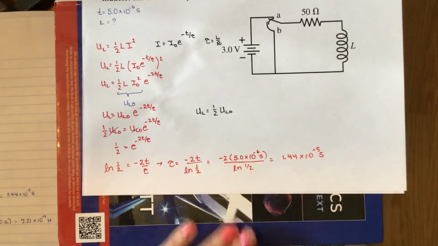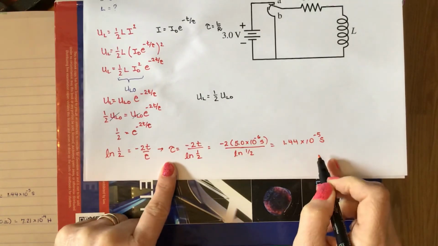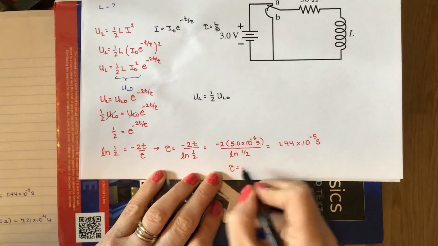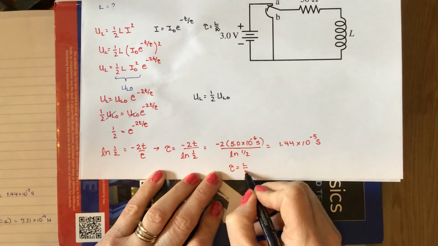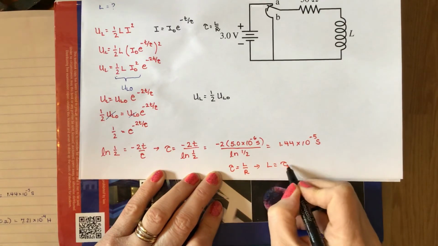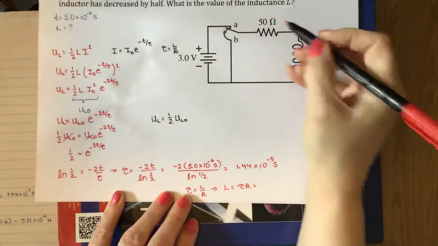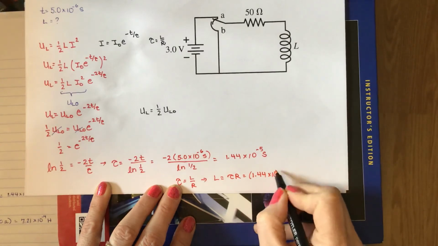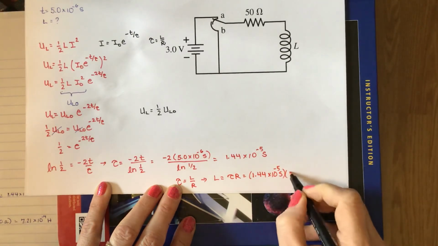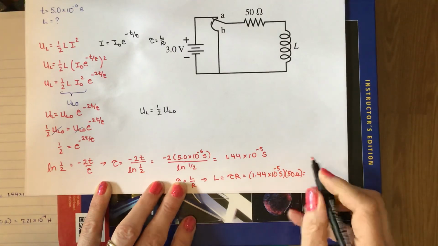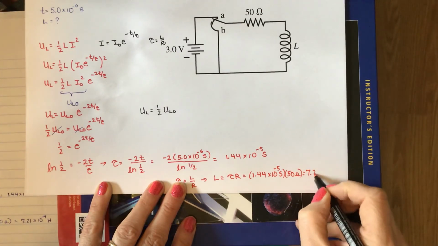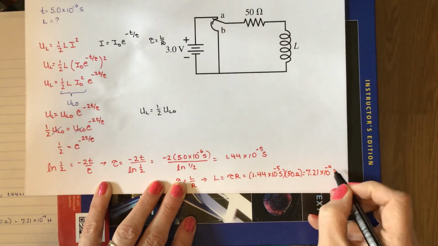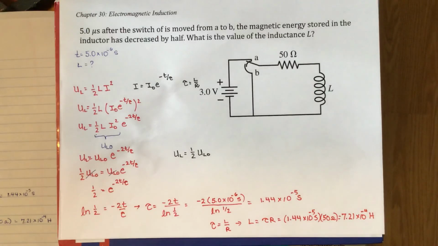Now just to finish, I know that my time constant tau equals L over R. So L is equal to tau times R. My R is 50 ohms. My tau I have just found up above. That gives us an inductance of the coil of 7.21 times 10 to the minus 4 henries. So starting off, it feels like you don't know very much, but if you just think about what the expressions for the energy and current are, you can come to your answer pretty quickly.